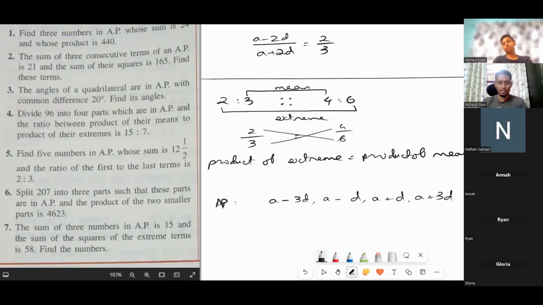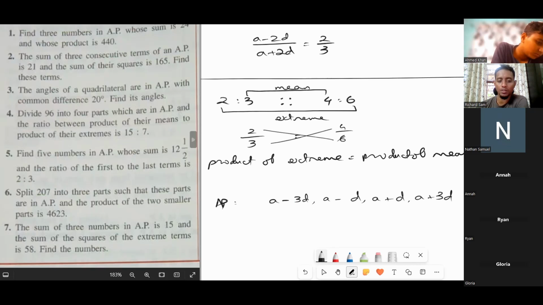Now divide 96 into 4 parts which are in AP. That means if you add these 4 parts, you will get 96. Divide 96 into 4 parts doesn't actually mean division. 4 parts, when you add them, you will get 96. So that is your first equation. Anyway, you try that out. And the ratio between the product of their means to the product of their extremes is 15:9. That means what?